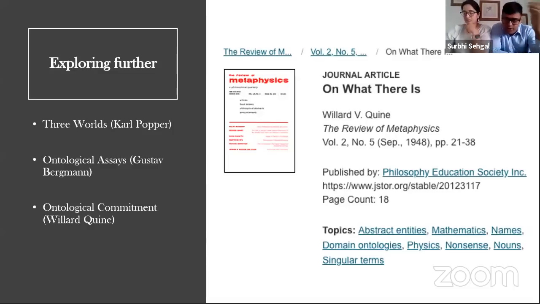And on the left, you see 3 references, which I think are really interesting readings on it. The first one is the 1972 Tanner lecture by Karl Popper on three worlds. It's freely available on the LSE repository. And then if you're inclined in that direction, Gustav Bergmann's essay on ontological assay. That's a mouthful, isn't it? Well, whatever that is.